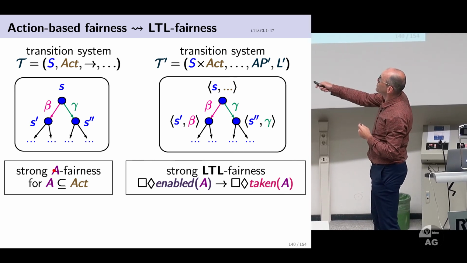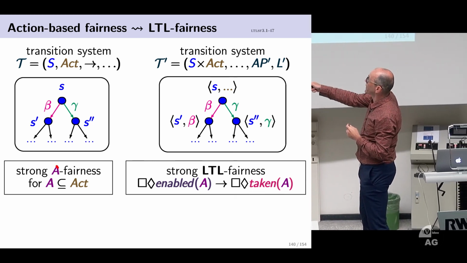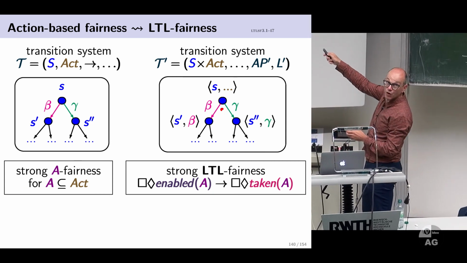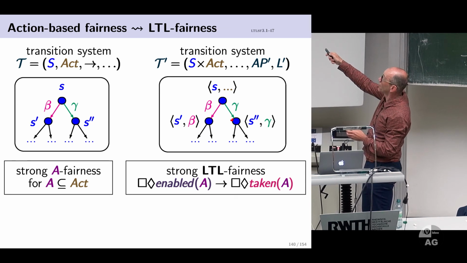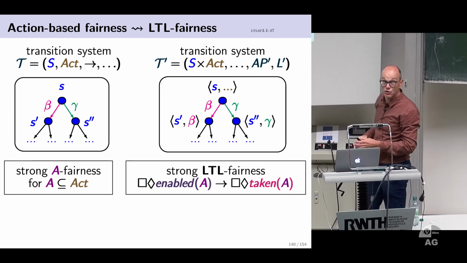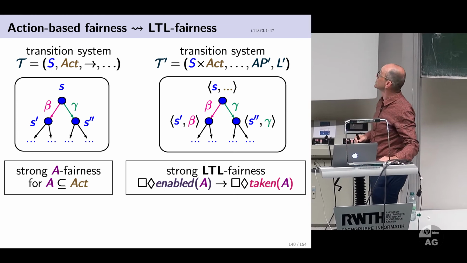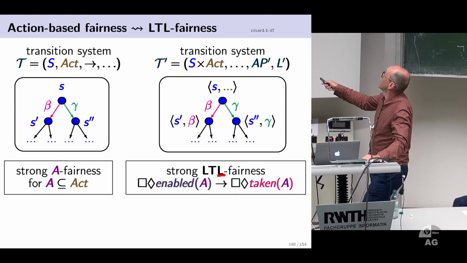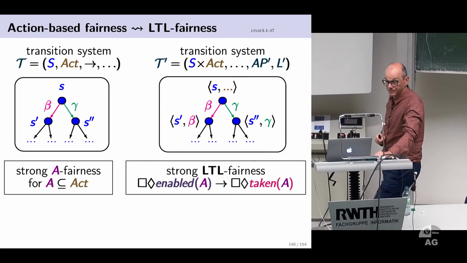Good. So this means that on the left-hand side, we can express fairness in terms of actions. So here we would like to express something like strong fairness with respect to set A, and that means that in the right-hand side, after the transformation of the transition system, we are going to express this strong A fairness in terms of strong LTL fairness. And then we're going to say infinitely often enabled A implies infinitely often taken A.